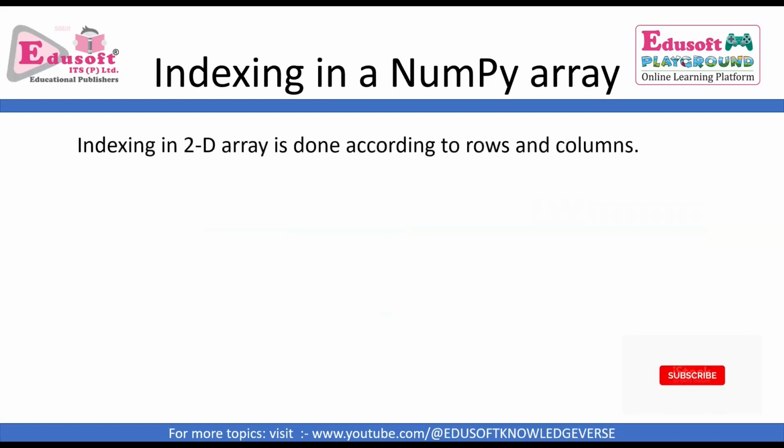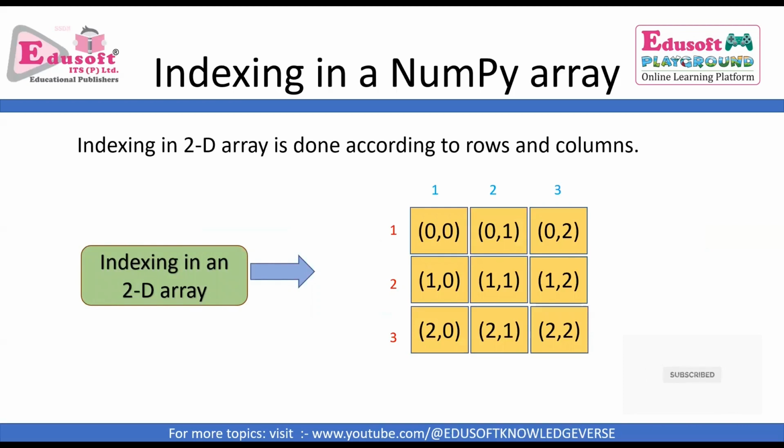Coming to a two-dimensional array. Indexing in a two-dimensional array is done according to rows and columns. The numbers in red are specifying rows, and the numbers in blue are specifying columns. So the first row is at index 0, the second row is at index 1, the third row is at index 2. And the same with columns. The first column is at index 0, the second column is at index 1, and the third column is at index 2.